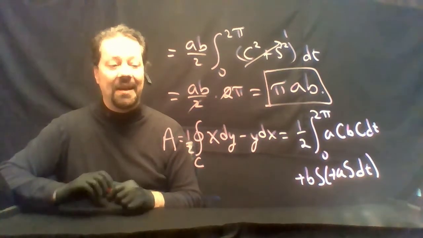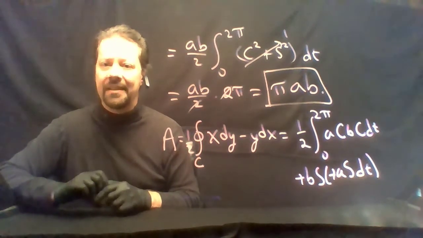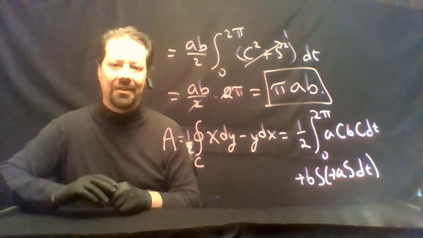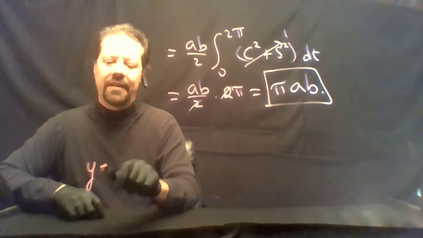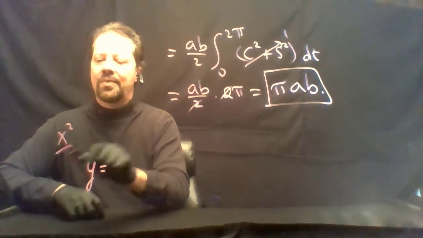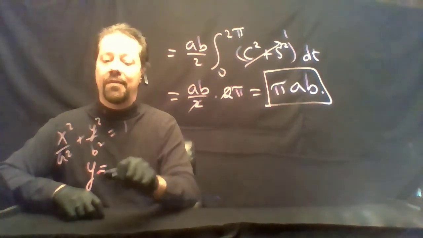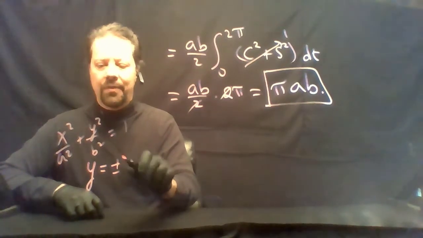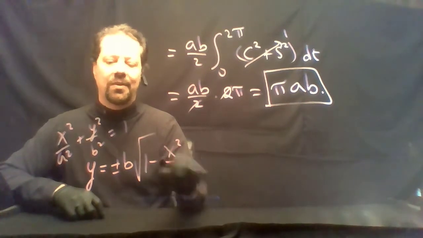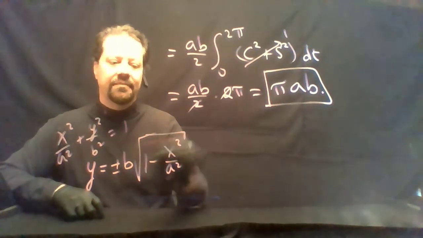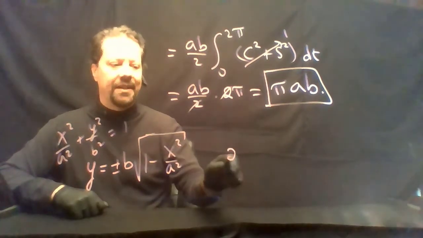Now I want you to think about how easy this was in comparison to what you might have done in Calculus 1 or Calculus 2. You might have tried solving the original equation, x squared over a squared plus y squared over b squared equals 1 for y. This will, of course, give you plus or minus b times the square root of 1 minus x squared over a squared. If you integrate the plus part, the top part, you have to multiply by 2.